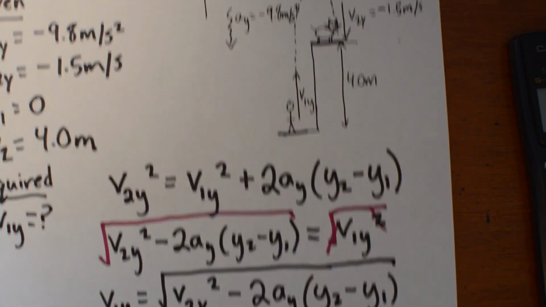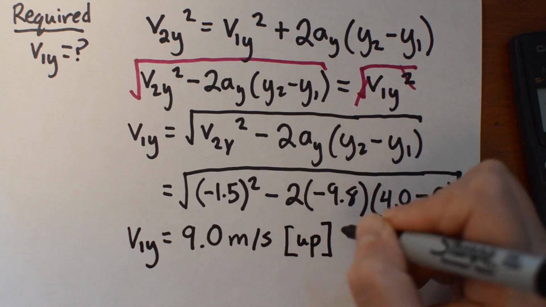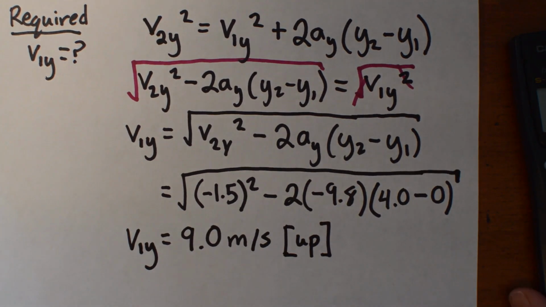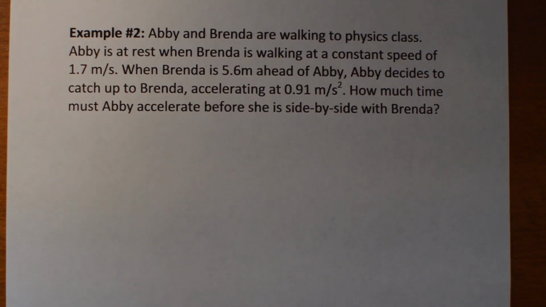That's v1y. And pretty obvious from our picture, she needs to jump up. That's going to be the direction is up. She jumps down. That's not going to work very well. So definitely that's the direction is up. And that's it. Next example is a little bit trickier.